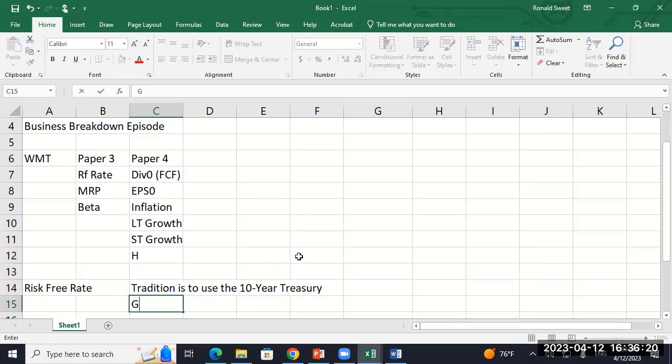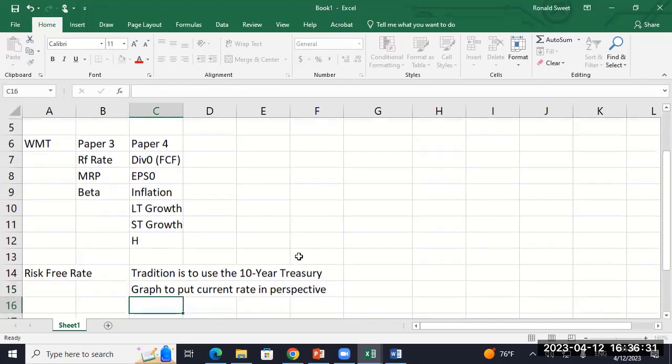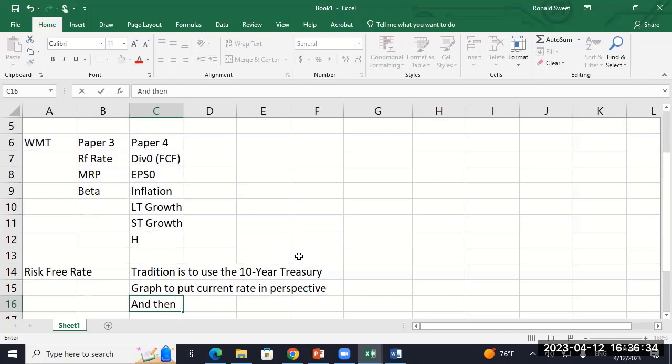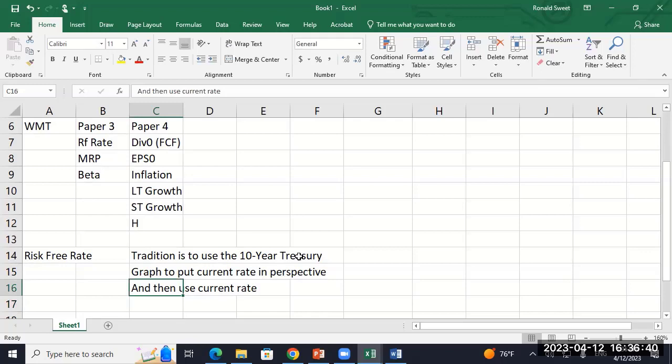I might do a graph, put the current rate in perspective, and then use the current rate. So in the past, you had a debate: can I really use a 10-year treasury that's below 1%, below 2%? Do I need to adjust it in some way? So you had a few paragraphs of discussion. Now all you have to do is say, the tradition is to use a 10-year treasury. It has been unusually low the last few years, but it's back to a more normal level. Therefore, I'm going to use the 10-year treasury, and you have a graph that shows that.